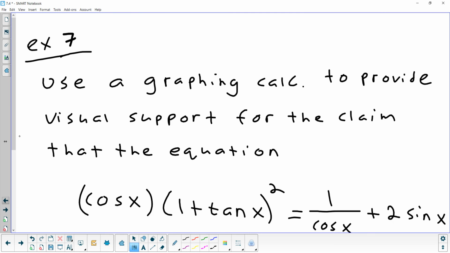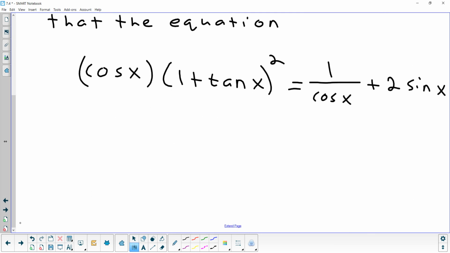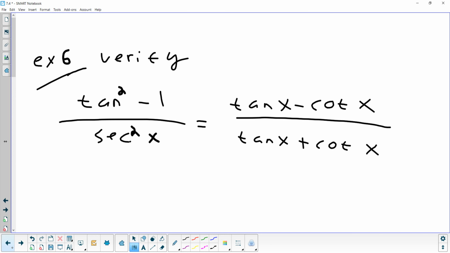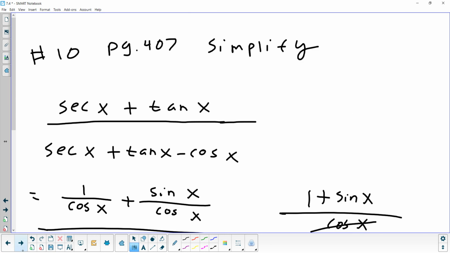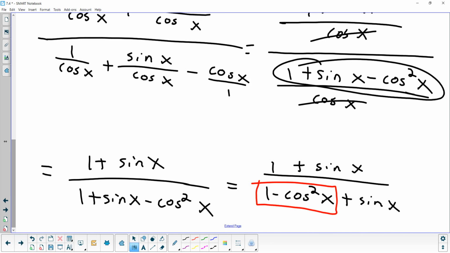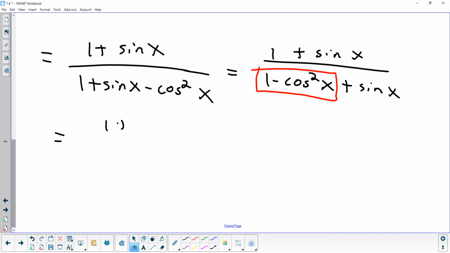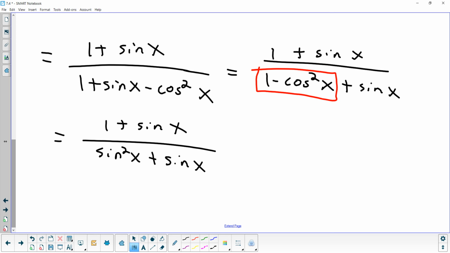Ooh, perfect. So now I see everything that's going to happen. This is good. It's only good if I can find the problem. Okay, so we've got 1 plus sine over, what did we just say 1 minus cosine squared is? Sine squared plus sine. Now, look at the bottom. What do both terms in the bottom have in common?